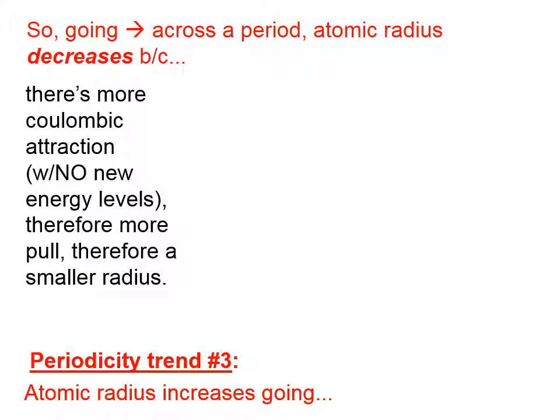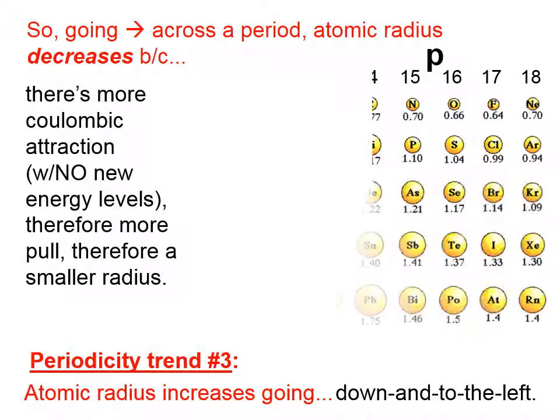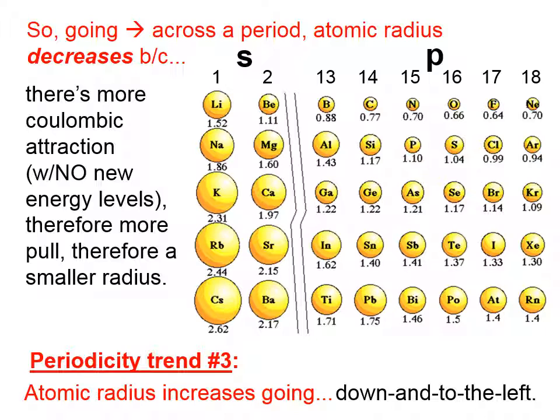So, periodicity trend number 3 goes like this. Atomic radius increases going down and to the left. And here we have the S and P blocks. I've taken out the D block just so you can see the pattern. But just in glancing at that, you can see that, yes, in general, as we go down any group, atoms get larger. And we know that that's because we are adding a new layer of electrons every time we go down one element in a group.